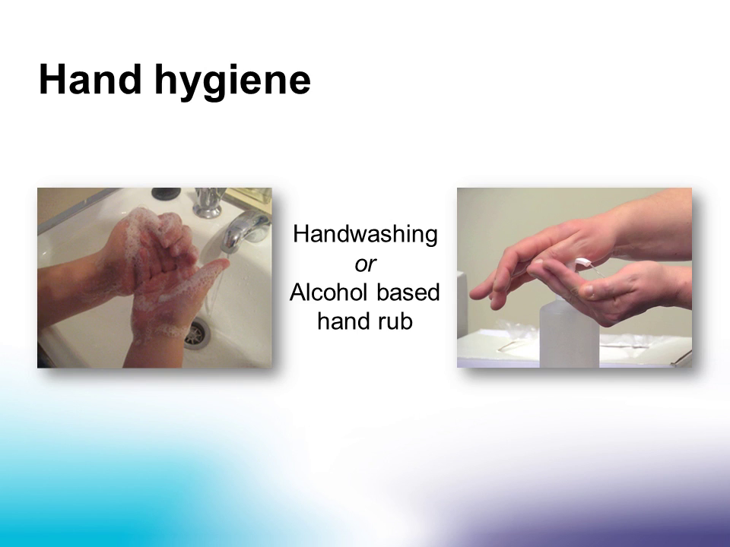Hand hygiene refers to any action of hand cleansing and includes washing hands with soap solution and water, or applying a waterless alcohol-based hand rub to the surface of your hands. Alcohol-based hand rubs are convenient and are the first choice for hand hygiene in healthcare when your hands are not visibly soiled.